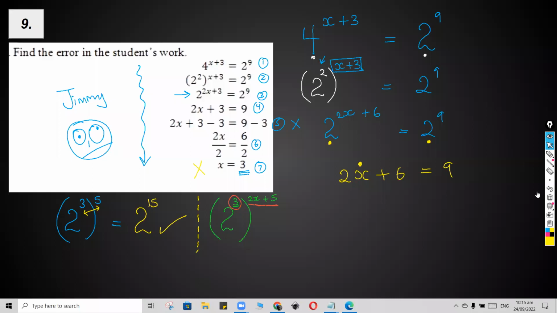So when you throw across the positive 6, you're going to get what? Minus 6. So we're going to end up with 2x is equal to, well, 9 minus 6 is what? 3. The 2 is a multiply, throw it across, you get what? Divide. So the answer is 3 on 2, or some people put 1.5. Any one of these answers would be correct. Quite a few people got it correct. Right.